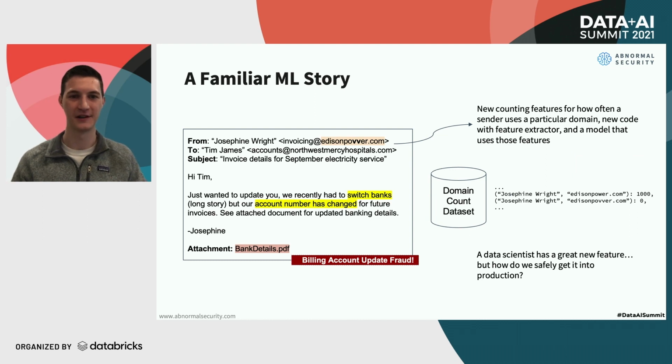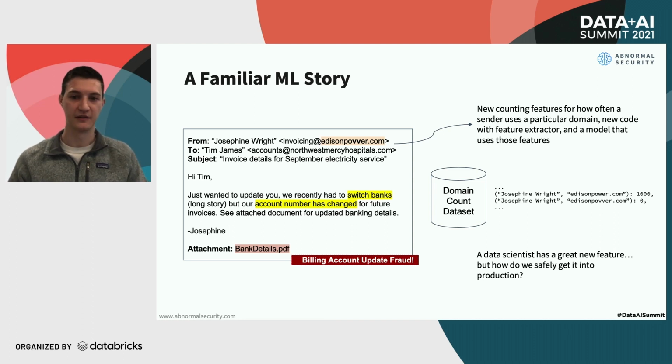So if we go back to our example here with the billing account update fraud attack, let's take just this single feature where we count the domains from this new lookalike domain. A data engineer might look at this new kind of attack and think, okay, a way that we can teach our ML models to recognize this kind of attack in the future is if we just count all the domains that we've ever seen from a given sender. And so what we should end up seeing is that Josephine Wright from the domain edisonpower.com, spelled correctly, maybe happens 1,000 times in the last 30 days. And from the incorrectly spelled domain, it's probably never going to be seen in the last 30 days. And so that should indicate that something abnormal is happening.